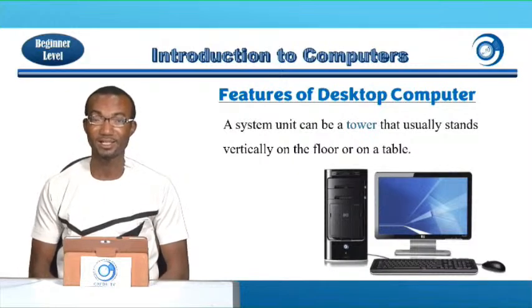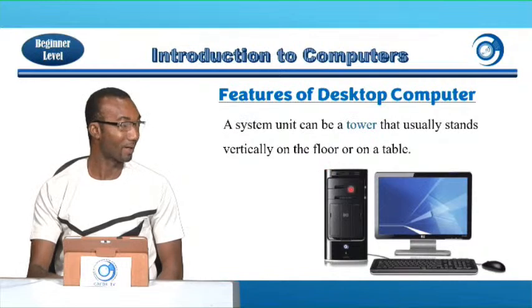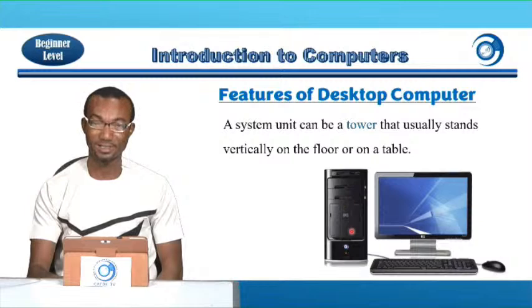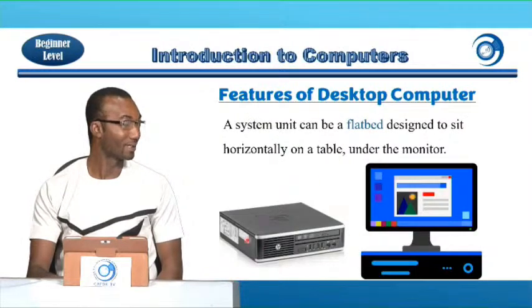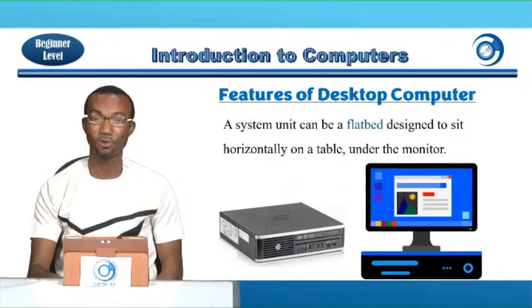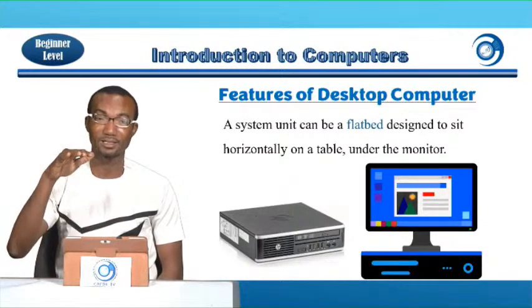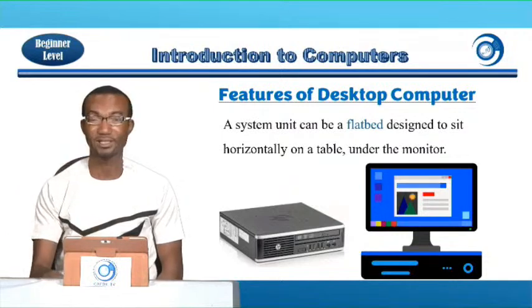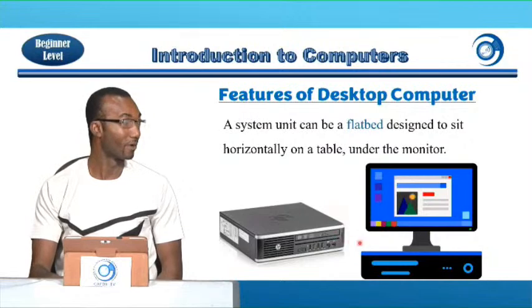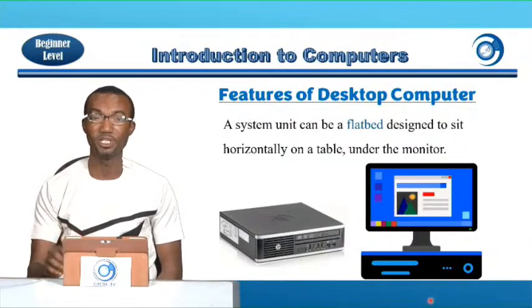This most important device, that's a system unit, can be a tower. When we say a tower, this is a tower system unit. It stands vertically on the floor or on the table. So this kind of system unit that stands vertically is called a tower system unit. And the one that is placed horizontally on a table like this, whereby you can place your monitor on, is called the flatbed. So we have two forms of system units, basically the tower that can stand vertically or the flatbed that sits horizontally on a table. These are the two basic forms of system units, and they all function the same.